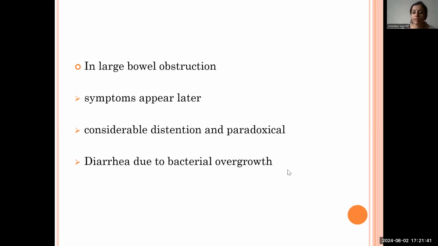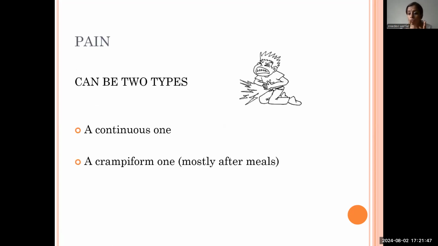So this is how we differentiate a high level obstruction and a low level obstruction. So what is the difference? Now we saw when the symptoms appear. Symptoms appear immediately when it is higher, later when it is lower. And the vomitus is high volume when higher, and otherwise it is low volume.